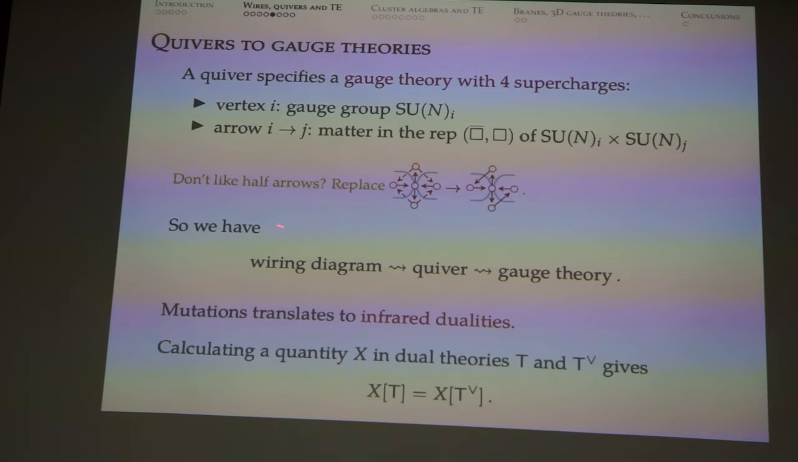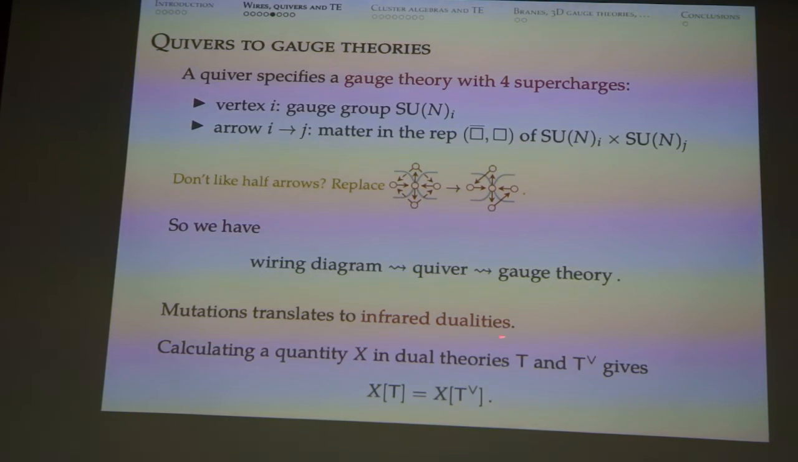So now, if I summarize what I have shown you, here we have the following correspondence. Given the wiring diagram, you can construct a quiver, and from a quiver you can construct a gauge theory. Okay? So whenever you see a wiring diagram I showed you before, you should think of it as a gauge theory via this correspondence. Now, why is this interesting? Because we know that in this kind of gauge theory, mutations of quivers correspond to infrared dualities.